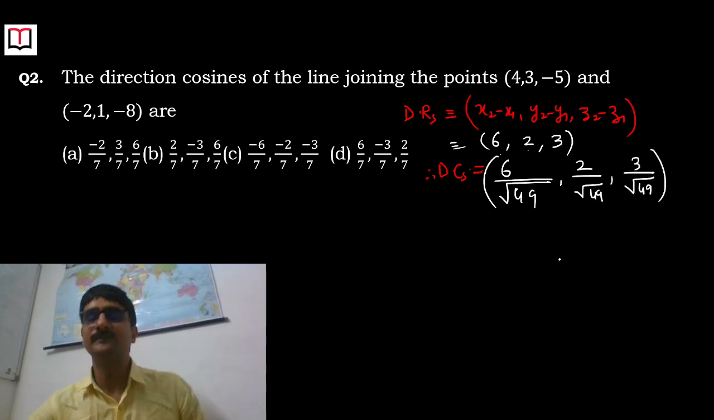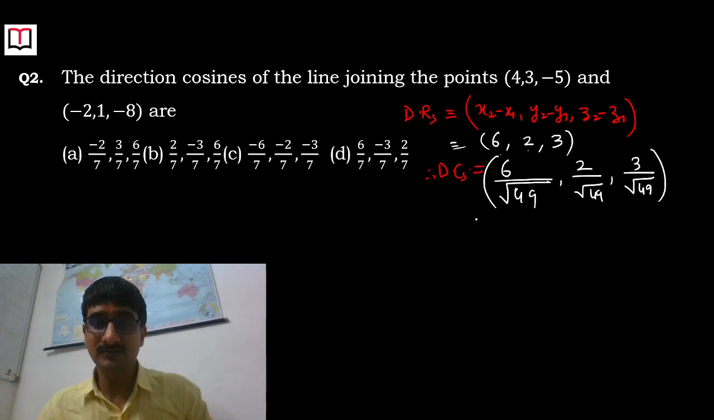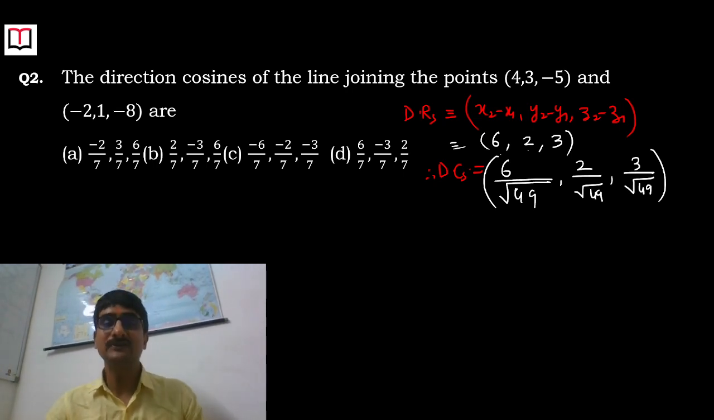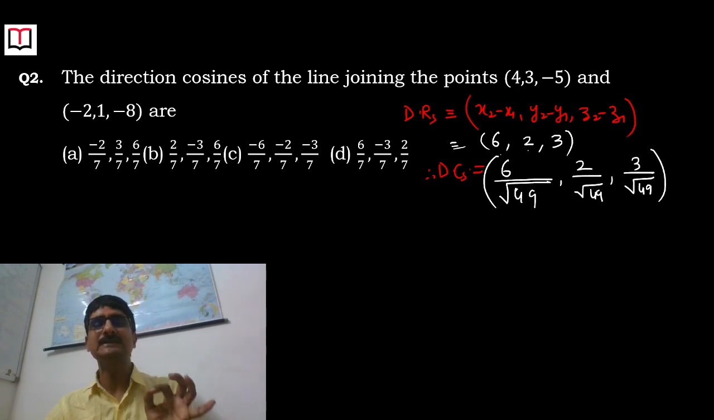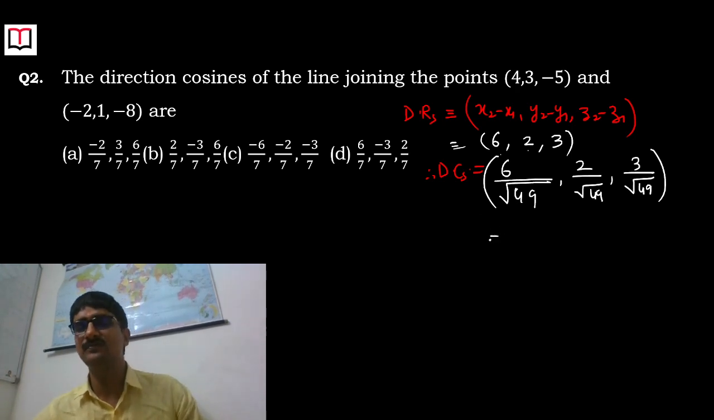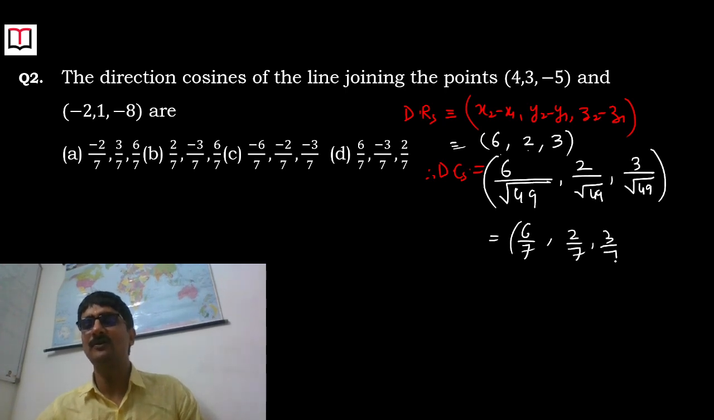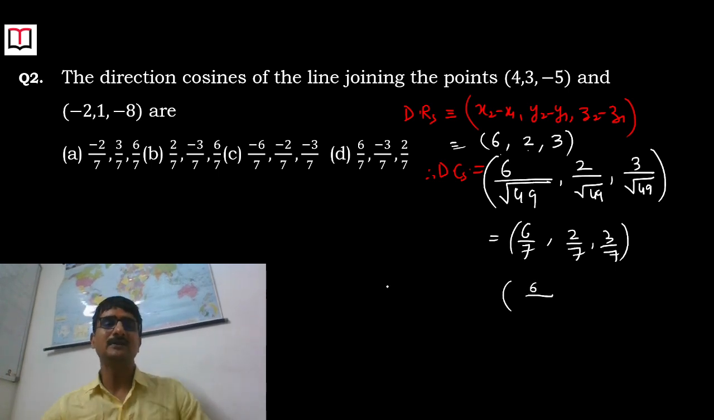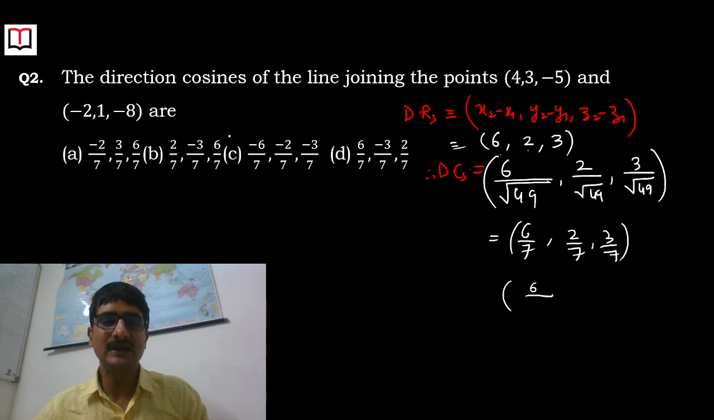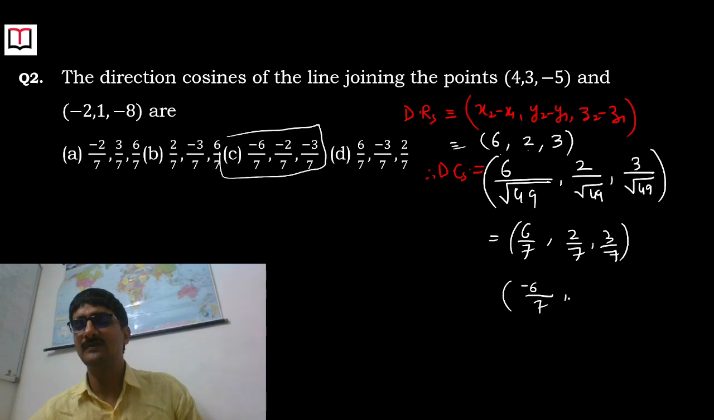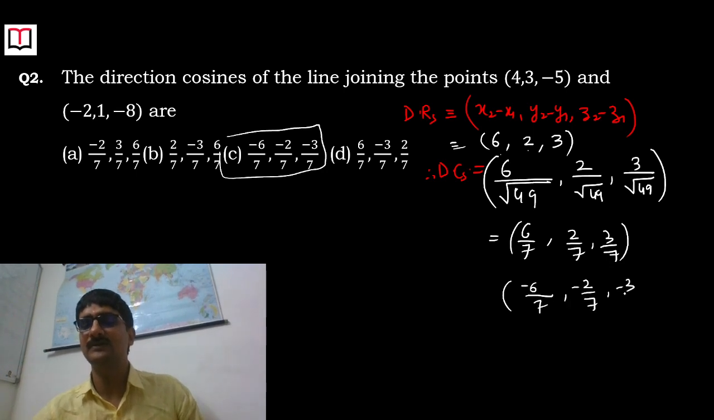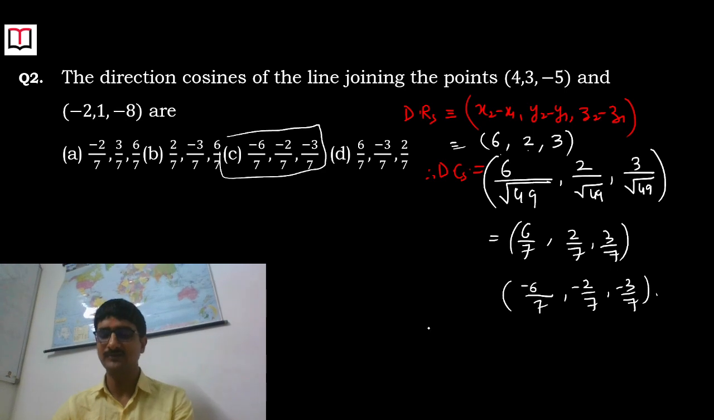One more thing. When you convert DRs to DCs, we divide by a plus or minus value. We have to maintain the same sign, so either all should be positive, 6 by 7, 2 by 7, 3 by 7, or all might be negative. So we'll be dividing either by 7 or by minus 7. In that case, since all are negative, minus 6 by 7, minus 2 by 7, minus 3 by 7 should be the answer. That was the only purpose of taking up this question.